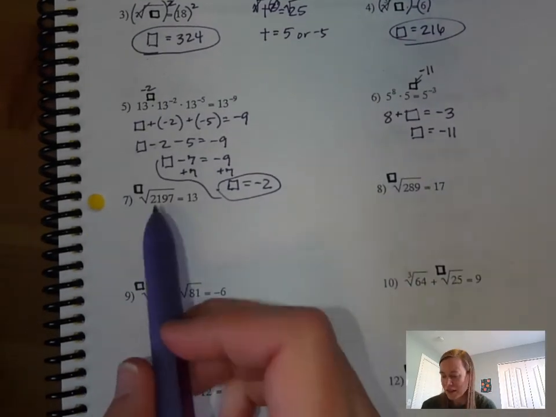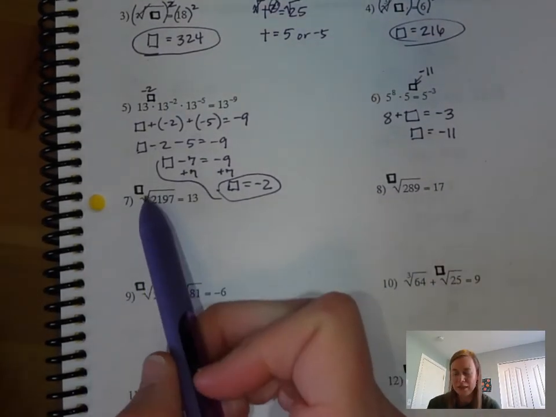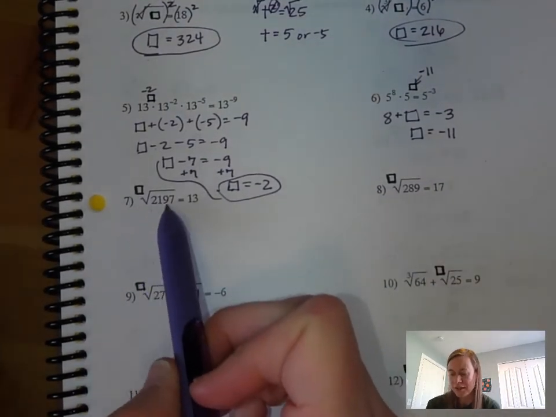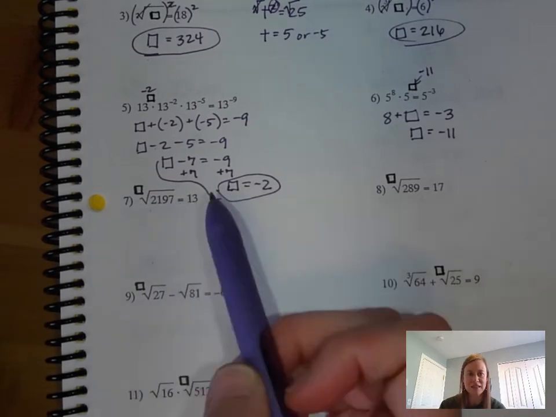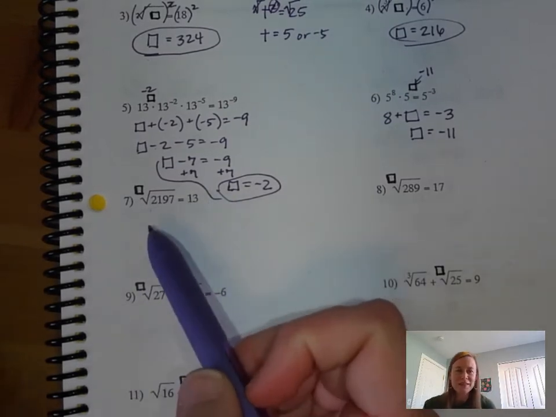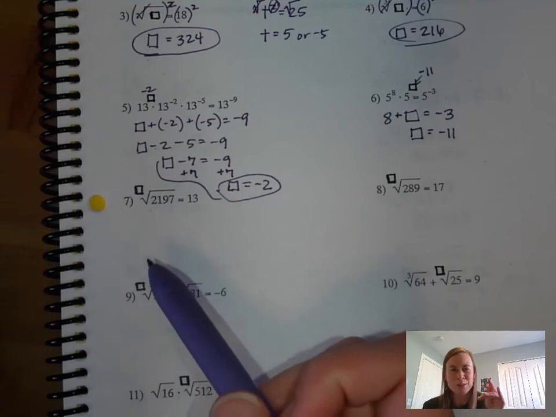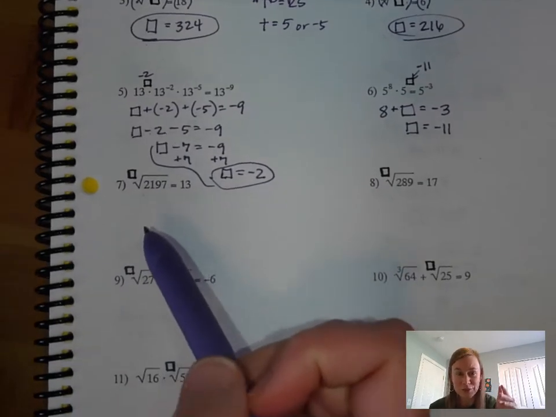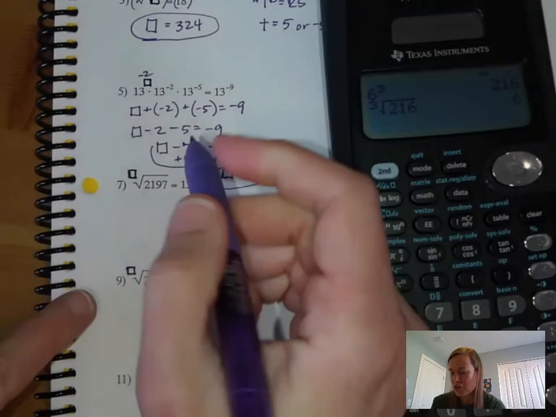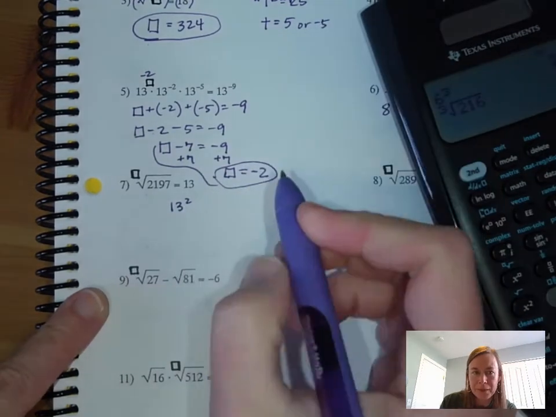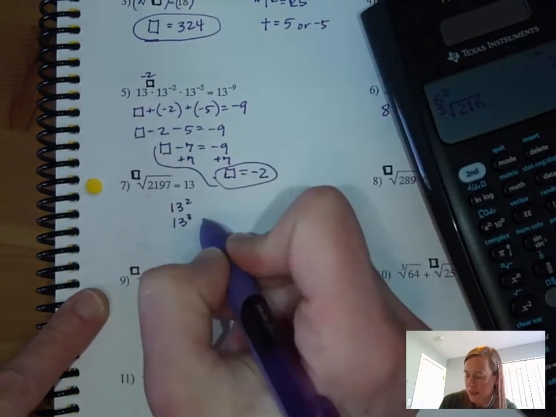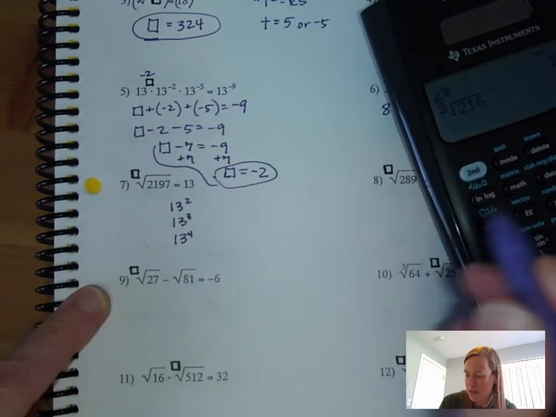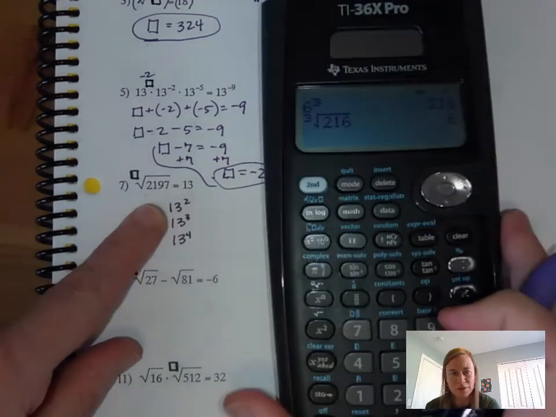Let's take a look at number 7 now. Now we need to know what root of 2,197 equals 13. Well, there's no completely stepwise way to do this, but what I want you to do is grab your calculator and try 13 squared and try 13 cubed. If that doesn't work, you can try 13 to the 4th power. Start with the squared though and see what you get.